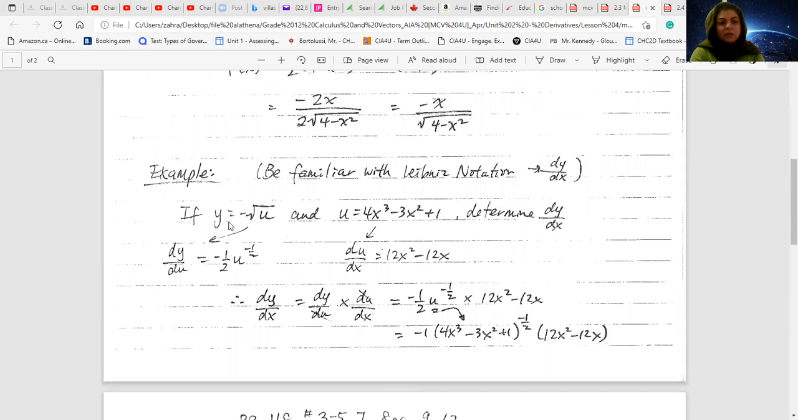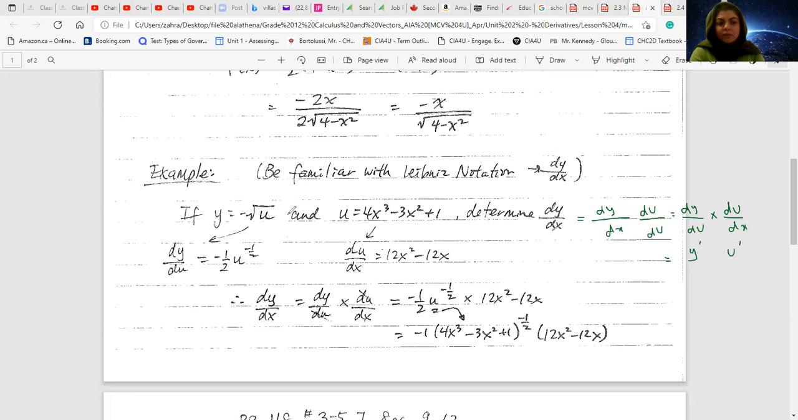Here is another one. If y is equal to negative square root of u, and u is 4x cubed minus 3x squared plus 1, you want to find dy/dx, meaning the derivative. So dy/dx is equal to dy over du multiplied by du over dx. As you see, y here is a function of u, so that is going to be your y prime. Here u is a function of x, so it's going to be u prime.